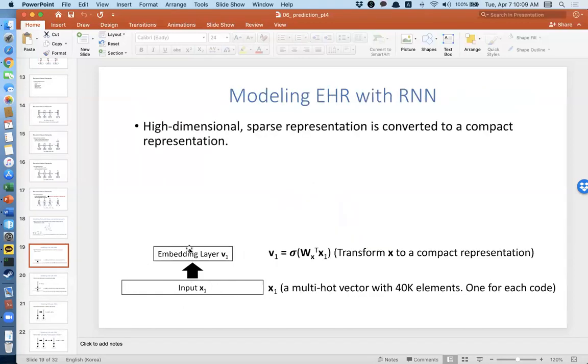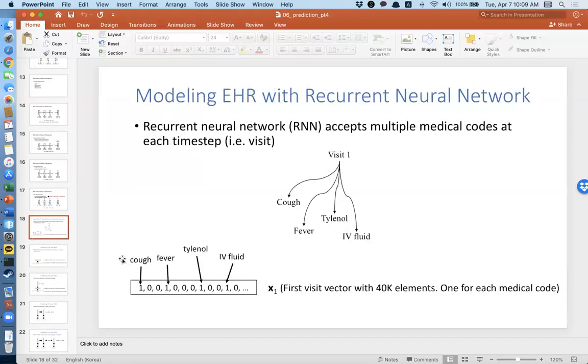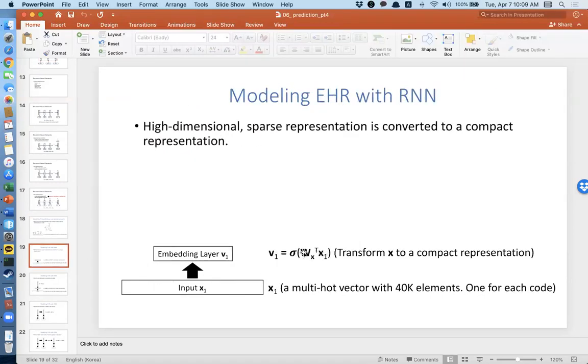Then you plug that into your embedding layer. This is the first hidden layer that you use before you actually use the RNN. It will be some parameter matrix multiplied by your input X1, and the rows of this matrix correspond to the embeddings for each dimension of X. Then you put it through a nonlinear activation function, for example ReLU, and your output will be your latent visit representation vector. Depending on the dimension you use for your matrix, for example if you use 4 by 40,000, then your latent visit representation will be 4 dimensional. If you use 10 by 40,000, then your V1 will be 10 dimensional.